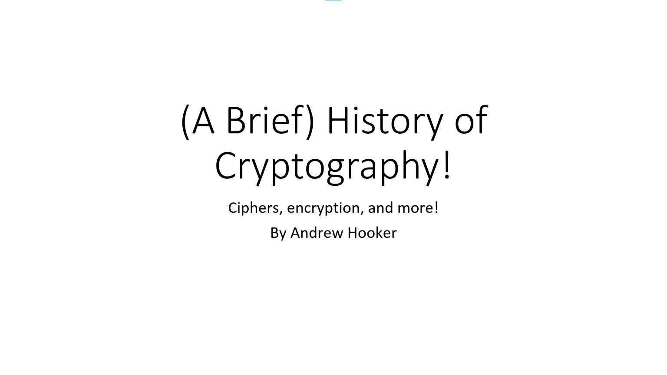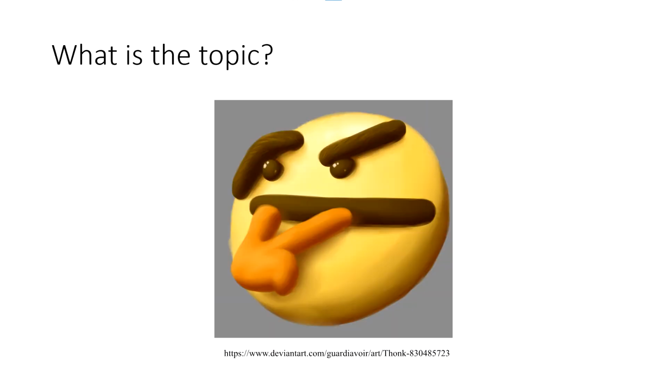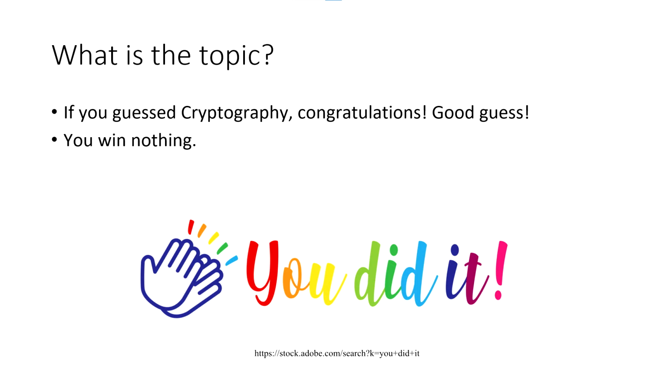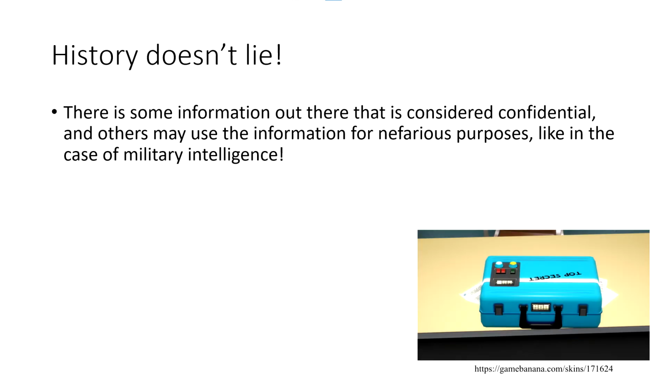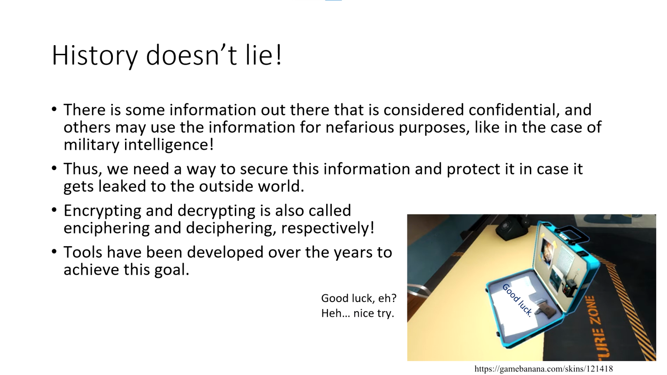Recently you may have noticed that Bitcoin has been on the rise, and you may have seen images like this on websites. What do these all have in common? If you guessed cryptography, you are right. There is information out there that must be kept hidden from others who may use it for nefarious purposes, especially with military intelligence in case it ever gets released. This concept of jumbling information as well as unscrambling to retrieve information is known as encrypting and decrypting, and throughout time many different tools and processes have been developed to accomplish these tasks.